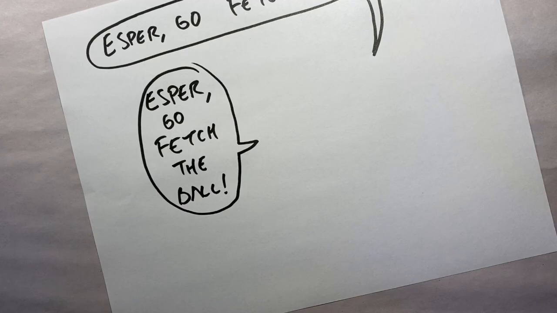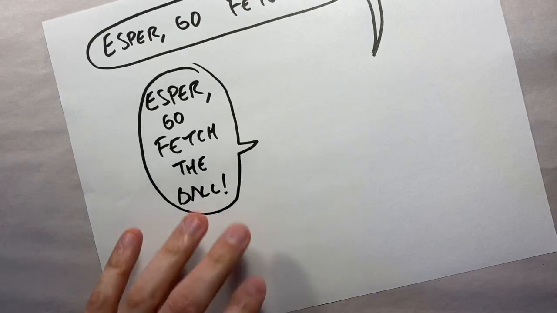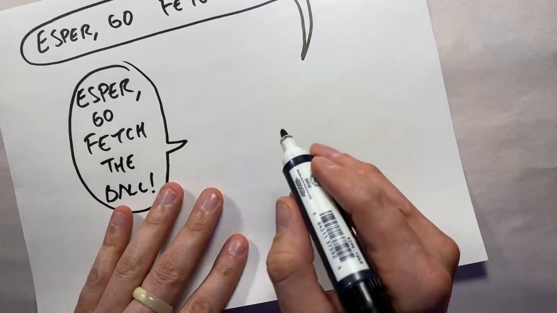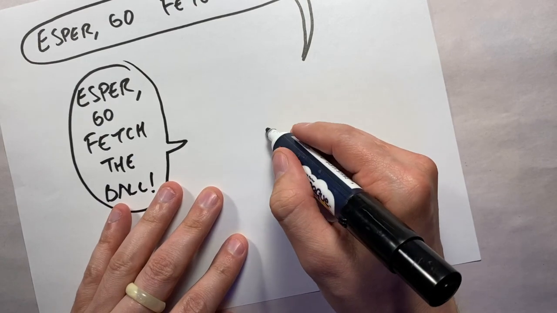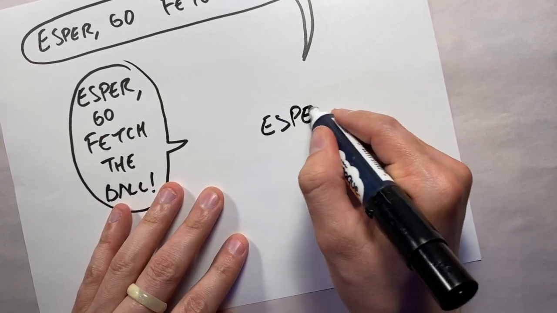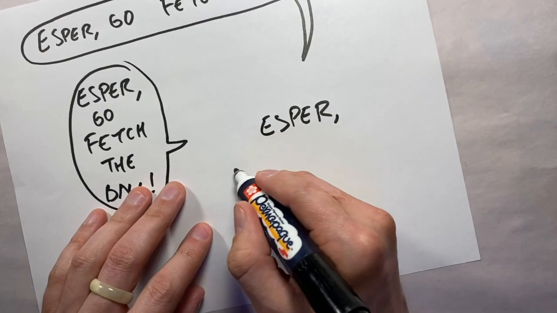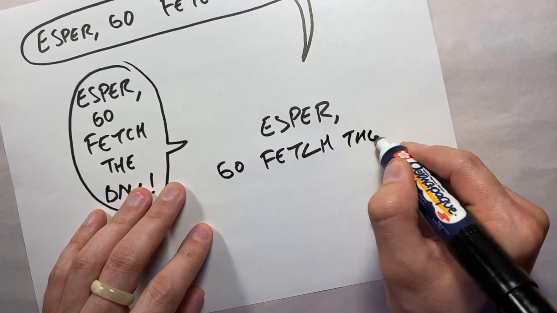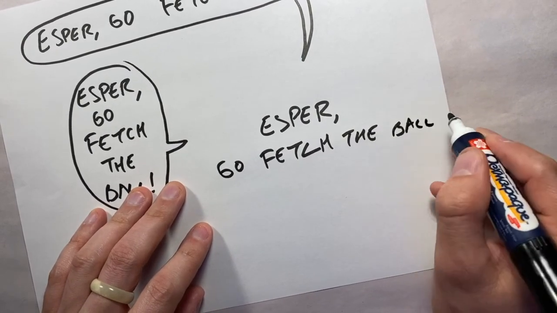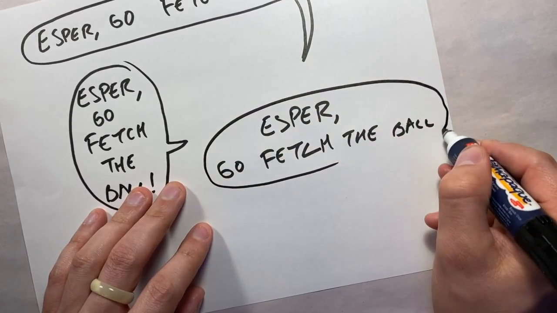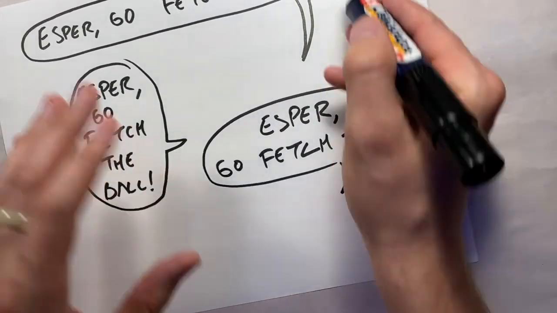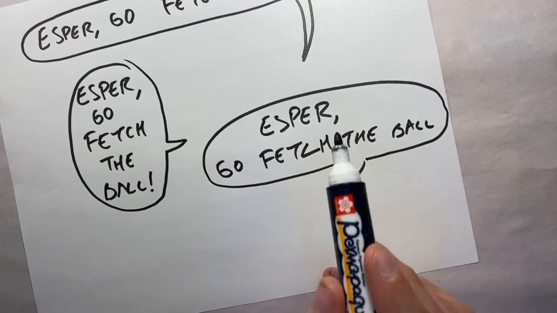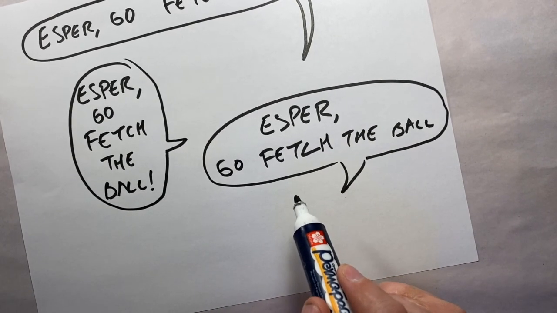Now, if we were to try separating some of this and breaking it down into a couple different lines, there's a few right ways and a few wrong ways. One of the wrong ways would be something like Esper, comma, go fetch the ball. Now, it's still a little shorter, or thinner than the top line here, but it's still not exactly where we need it to be just yet.